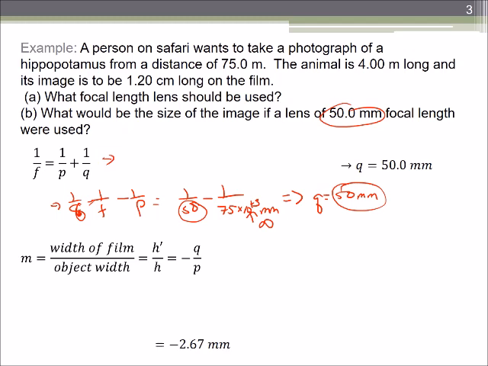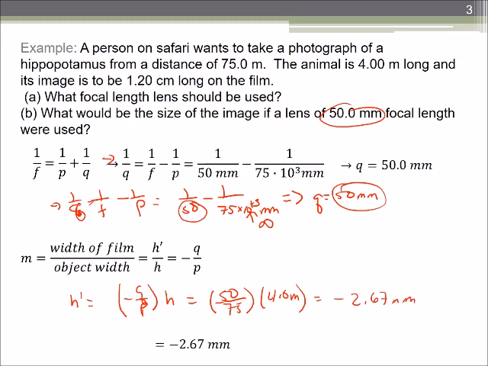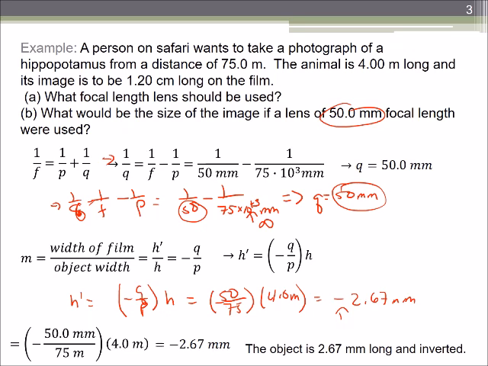Then we want to calculate H prime is equal to negative Q over P times H, which gives us 50 over 75, negative, times 4.0 meters, our original hippo length, giving negative 2.67 millimeters. The negative sign means that we have a real image and that it is inverted, which we would expect, to be able to place that image on the film.